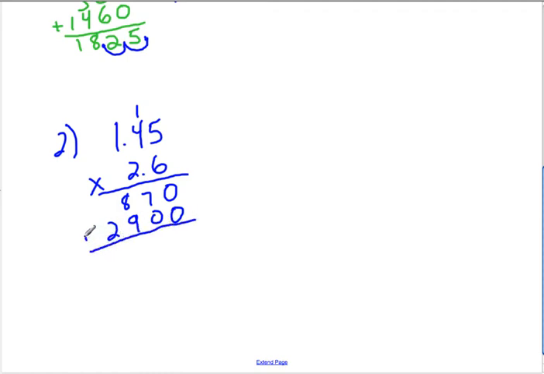As I'm almost finishing this problem, I realize we forgot to do our estimation. So we might as well do that right now. So we have 1.45 times 2.6. Well, 1.45, let's round that down to 1. 2.6 will round up to 3, so we're hoping to get something near 3.